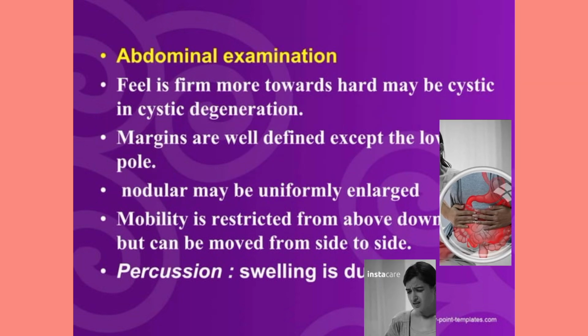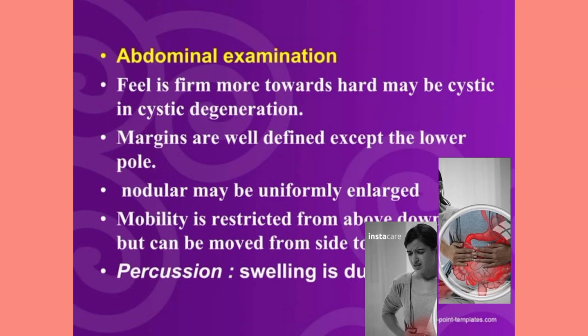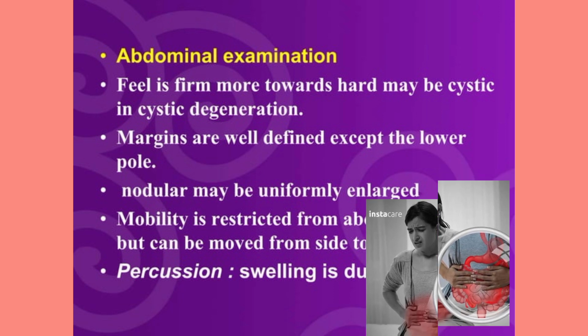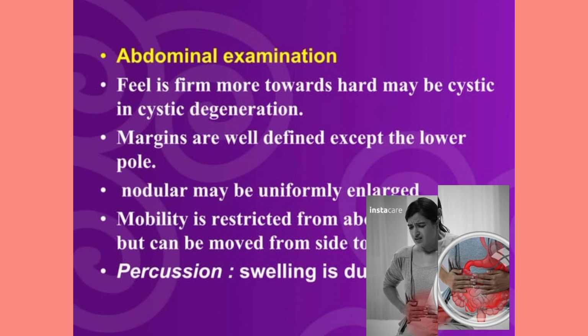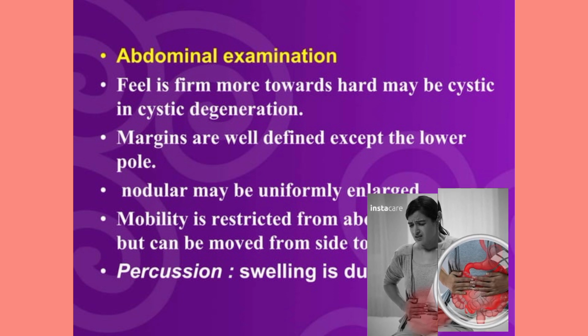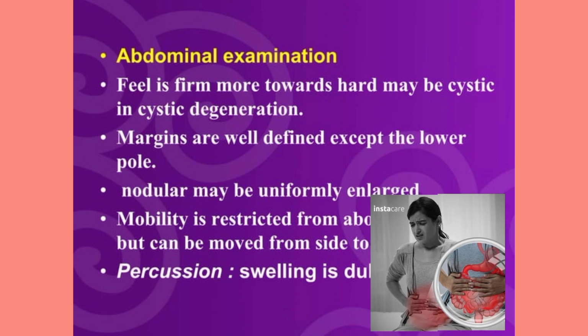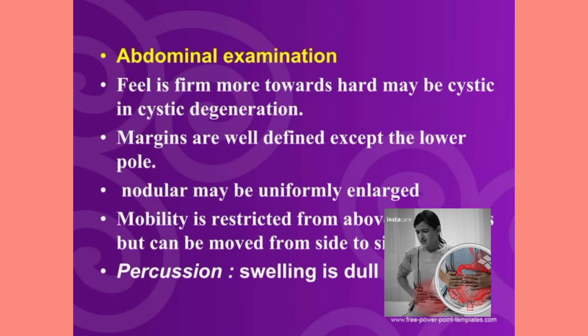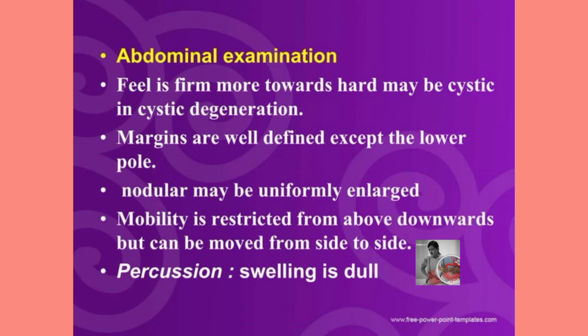Major things to be considered during abdominal examination of a uterine fibroid patient. 1. Feel is firm, more towards hard, may be cystic in cystic degeneration. 2. Margins are well defined except the lower pole. 3. Nodular, may be uniformly enlarged. 4. Mobility is restricted from above downwards, but can be moved side to side. 5. Percussion over the swelling is dull.